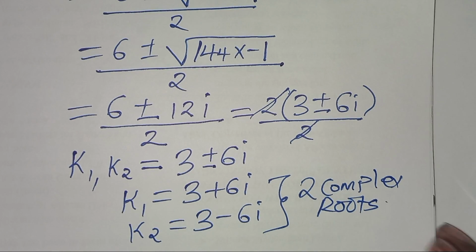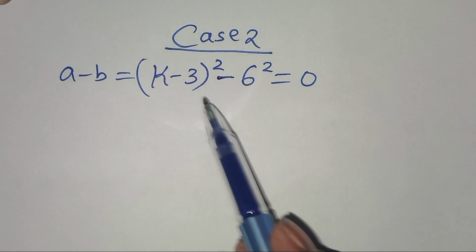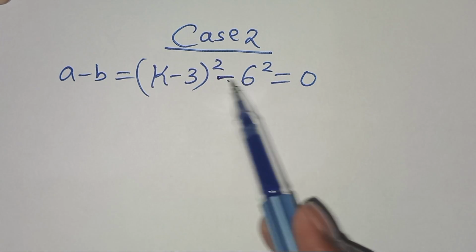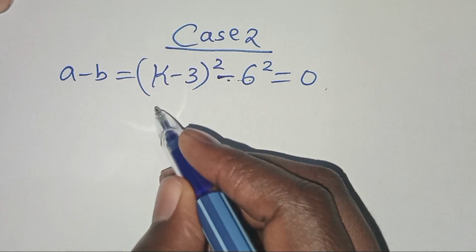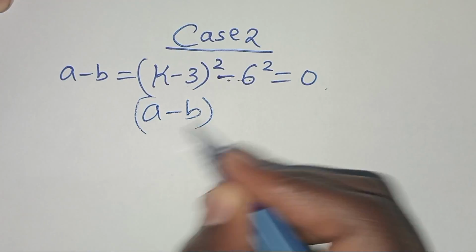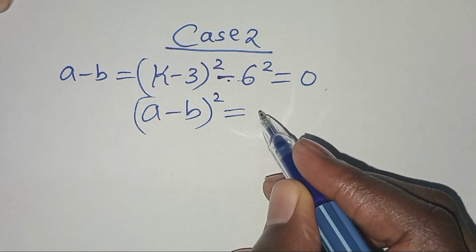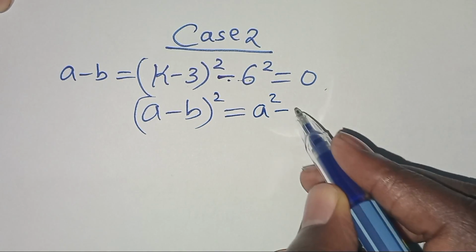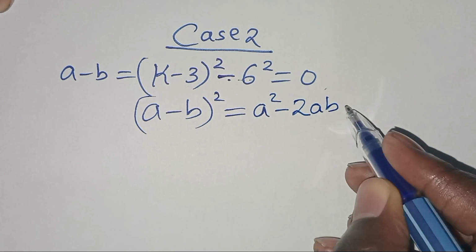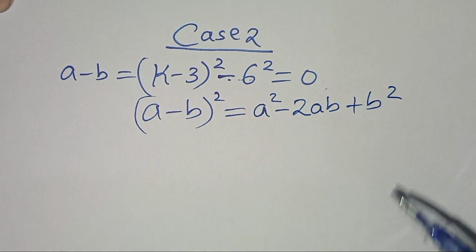So let's proceed to case 2. Let's proceed to solve case 2 as follows. Now for case 2 here, we have (k minus 3) squared minus 6 squared equal to 0. Now (k minus 3) squared is in the form of (a minus b) squared, which you can express as a squared minus 2ab plus b squared.